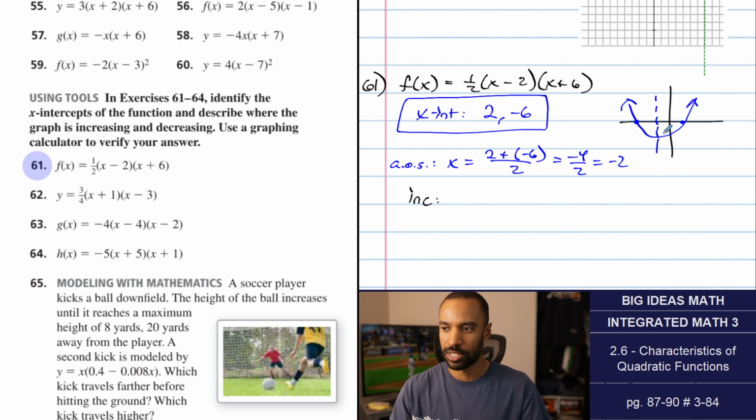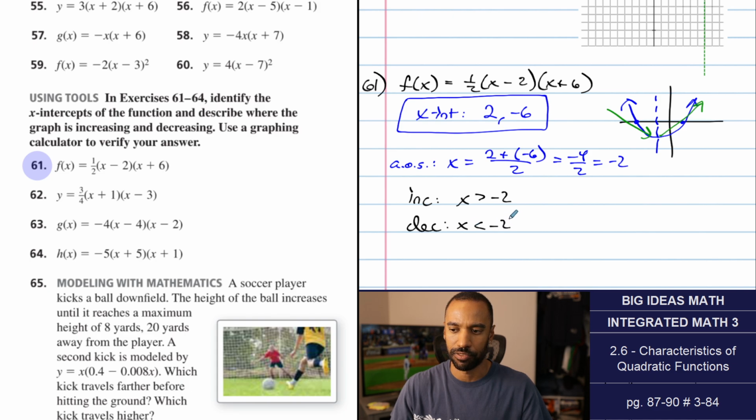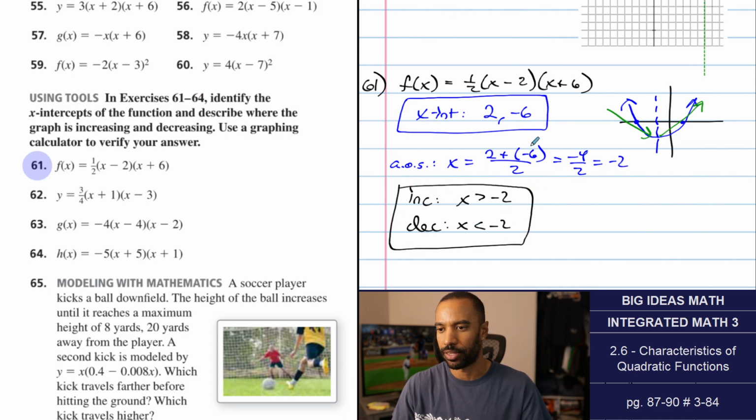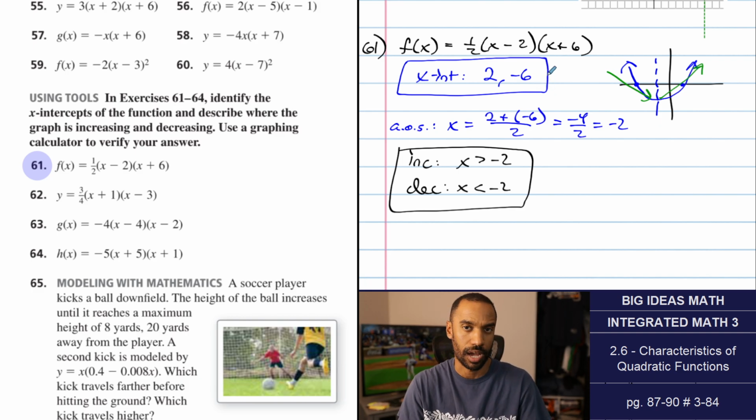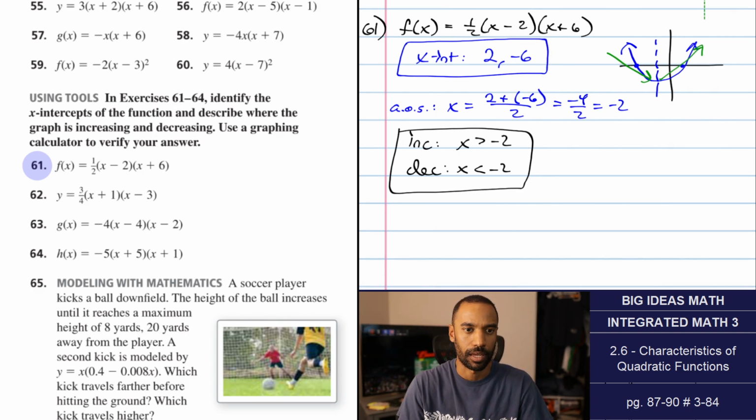I don't know what the vertex is. I just know that that's at negative 2. So we increase here. We decrease here. So we're increasing when x is greater than negative 2, and we're decreasing when x is less than negative 2. Feel free to use a graphing calculator on this, but I'm going to go ahead and state those are the values, and I feel pretty confident in all that. I feel certainly confident in all that.